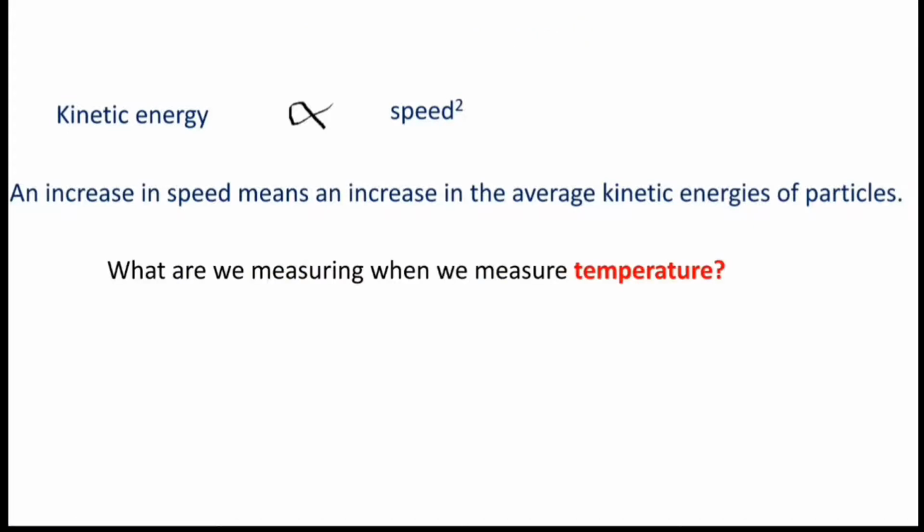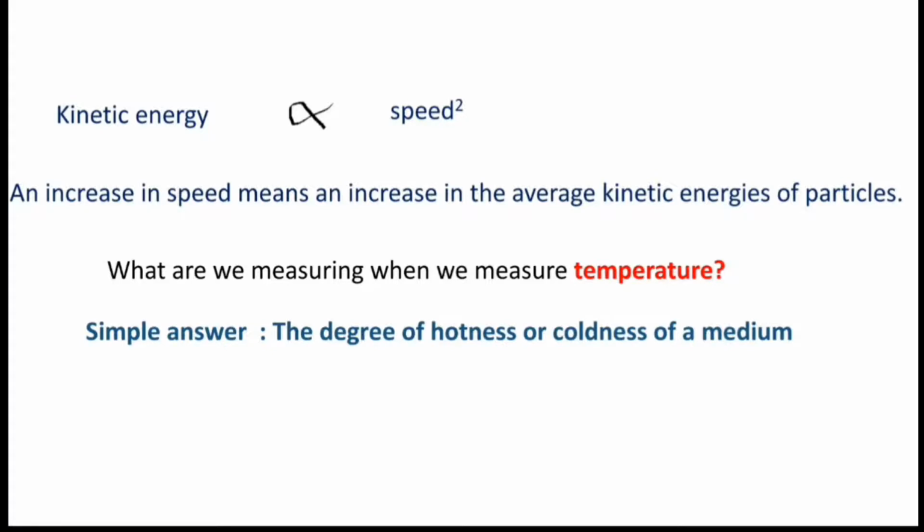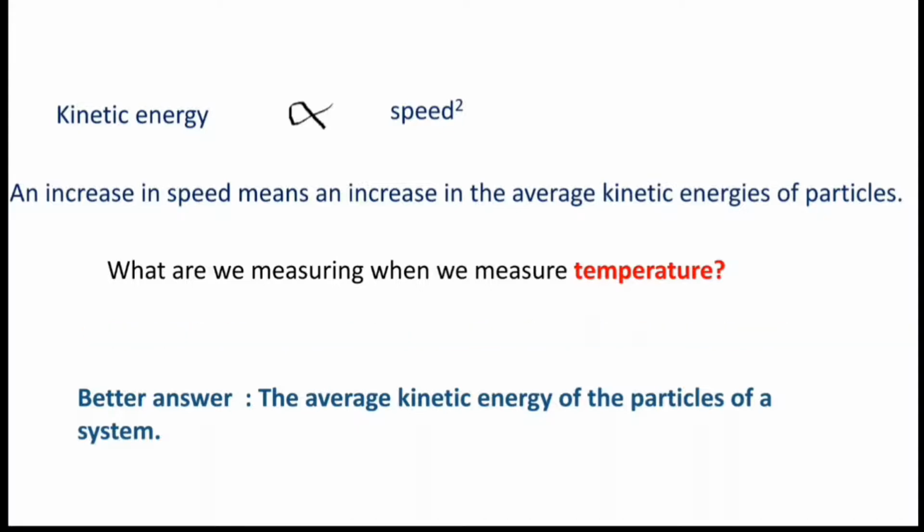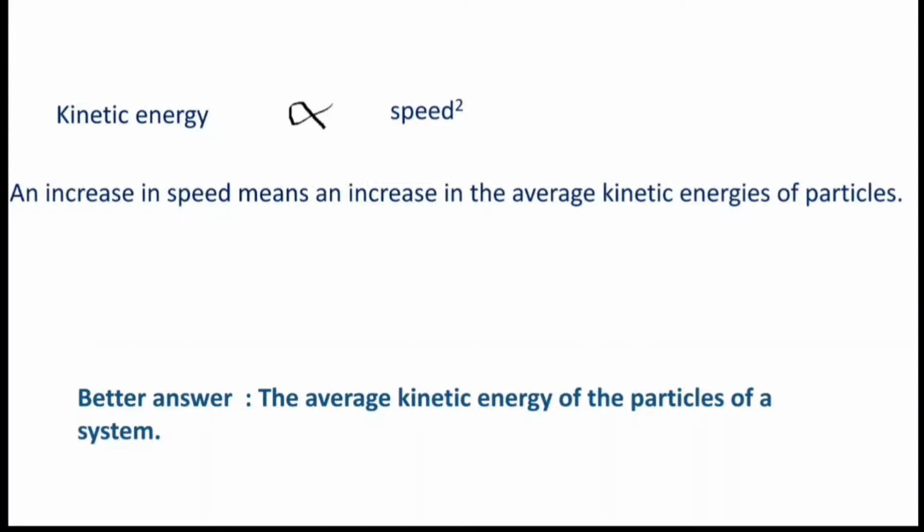What are we measuring when we measure temperature? Well, a simple answer says the degree of hotness or coldness of a medium. A better answer says the average kinetic energy of the particles of a system. So when we're measuring temperature, we're actually measuring the average kinetic energy of the particles of a system. When the temperature is higher, the particles are moving faster. Temperature is lower, the particles are moving slower.